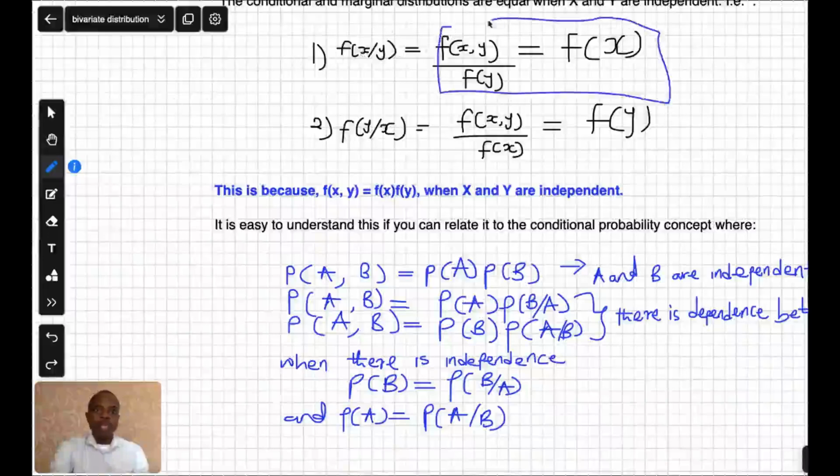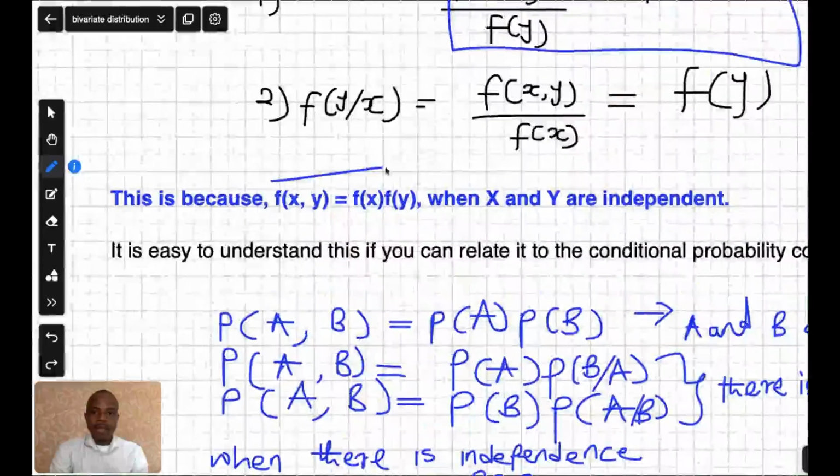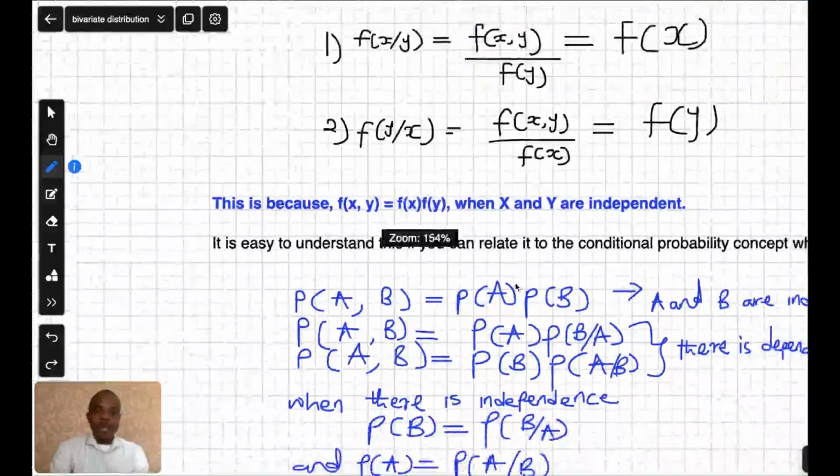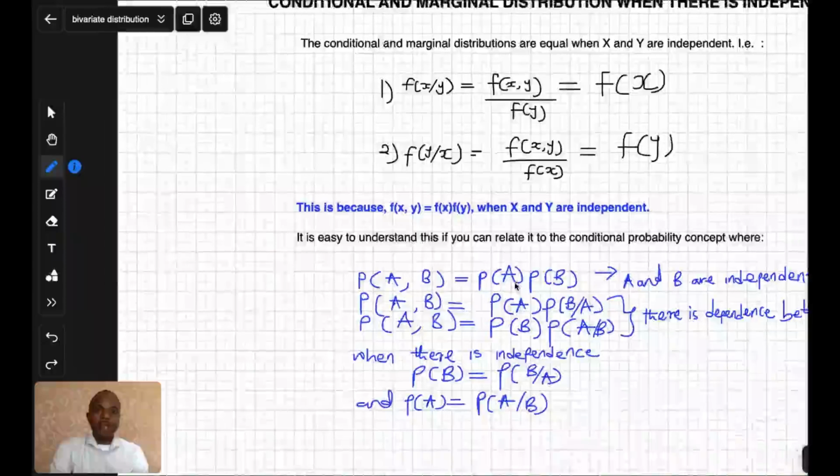So it means that when you multiply y with x, which is something like what I have here, all right. Now, that is what you are going to have when x and y are independent. So that's what we are trying to say here. And it's a very important thing to note.